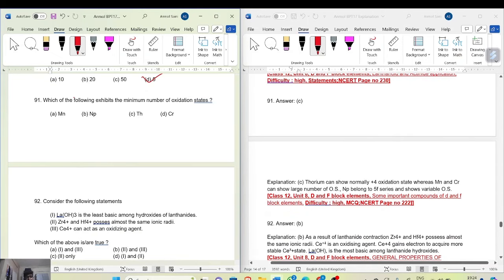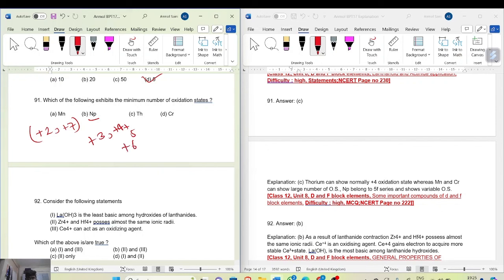Let's come to question number 91. Which of the following exhibit the minimum number of oxidation state? So we have to find the minimum number of oxidation state. We know manganese can show oxidation state from +2 to +7, as we have discussed earlier. And Np can exhibit oxidation state from +3 to +4, +5 and +6. It can exhibit 4 oxidation states.